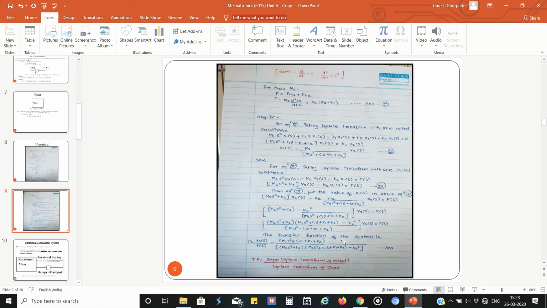So the transfer function of the system is TF equal to X2(s) divided by F(s), the Laplace transform of output to the Laplace transform of input. It is equal to (m1 s square plus c1 s plus k1 plus k2) divided by [(m2 s square plus k2)(m1 s square plus c1 s plus k1 plus k2) minus k2 square]. This one is our final answer.